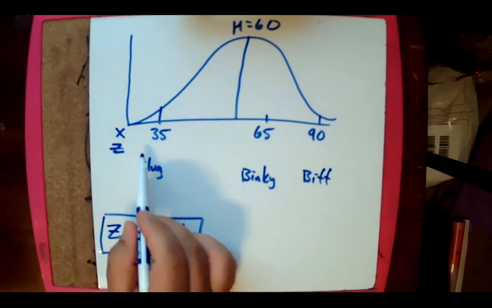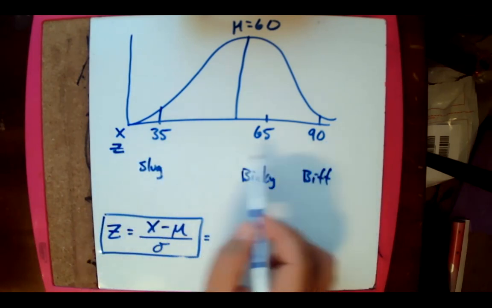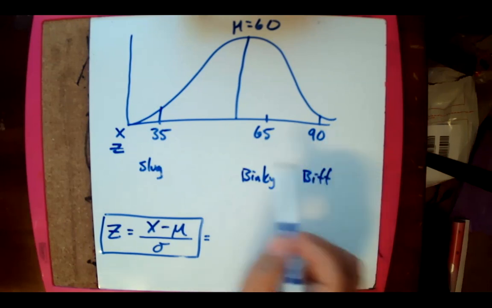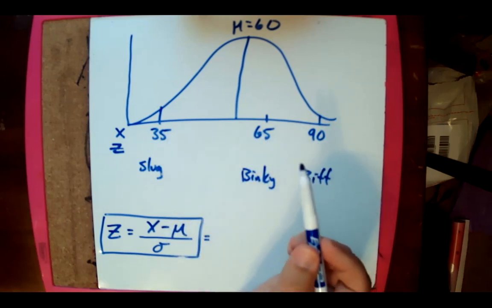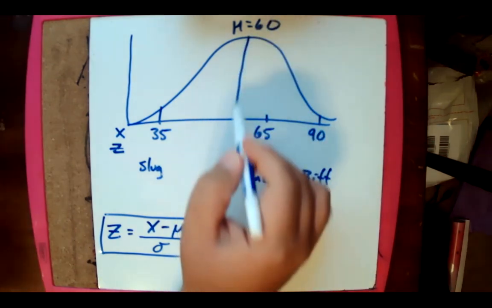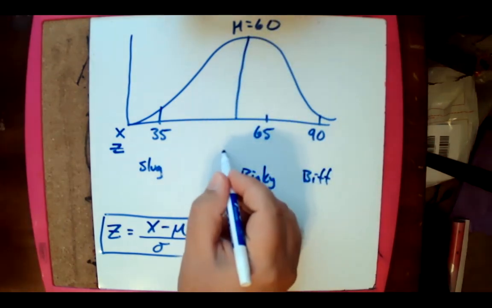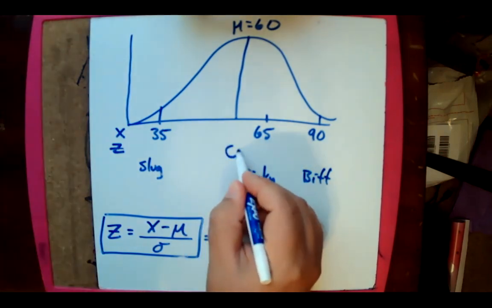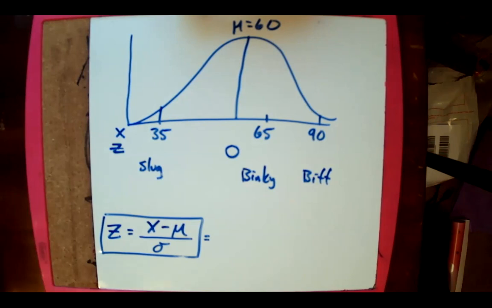So we'll just kind of create a second number line below here, a second axis. We'll call this the Z axis. And we're just going to relabel each score in terms of how far it is from the center. So we know right here in the middle, this is a 60. So on our Z axis, this should be set to 0. There we go. There's our starting point.